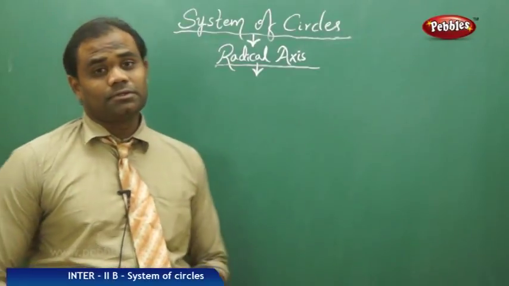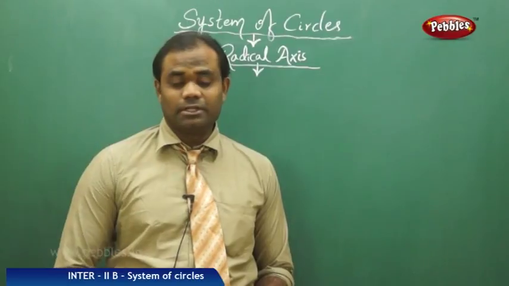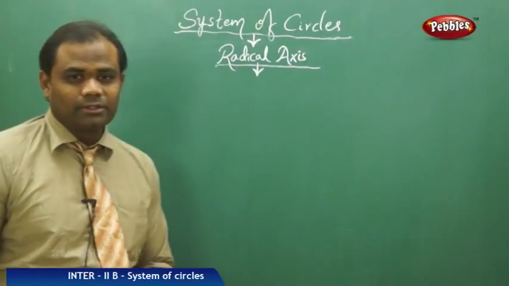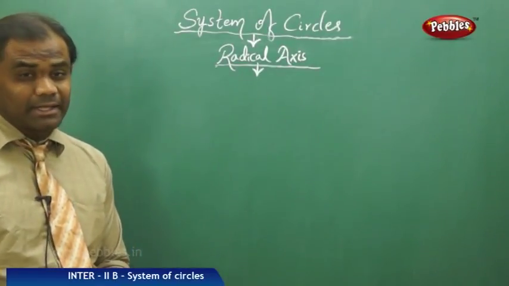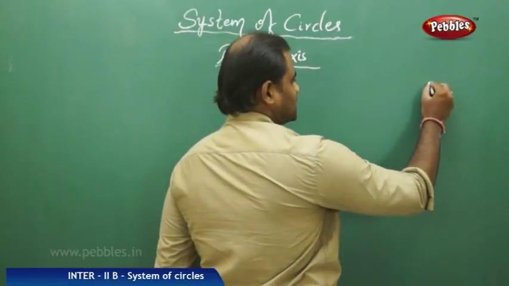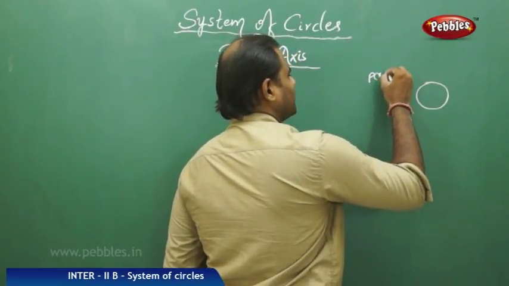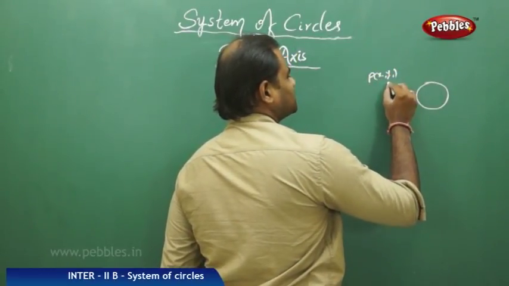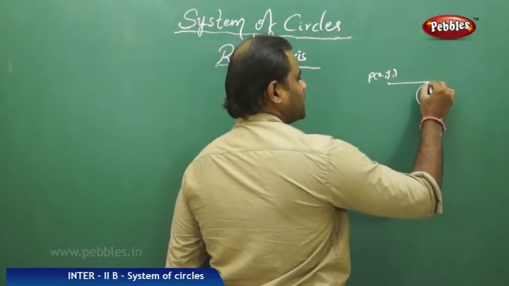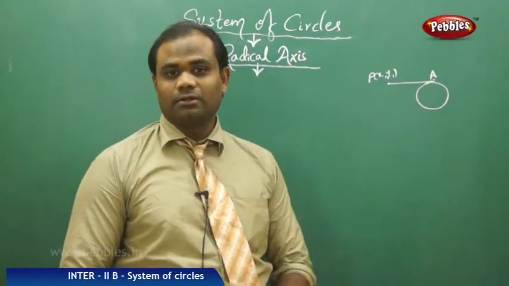Radical axis is a new concept of system of circles, very much connected with the system. So what is radical axis? As we come to the introduction of radical axis, let's recap the power of a point. Suppose I have a circle and a point P (x1, y1). We have discussed in the previous session that the power of a point is the distance from here to the tangent of the circle. So PA is the power of this point with respect to the circle.